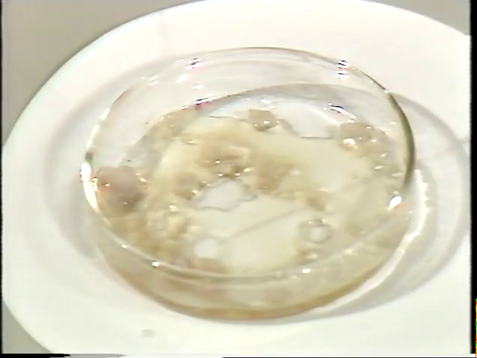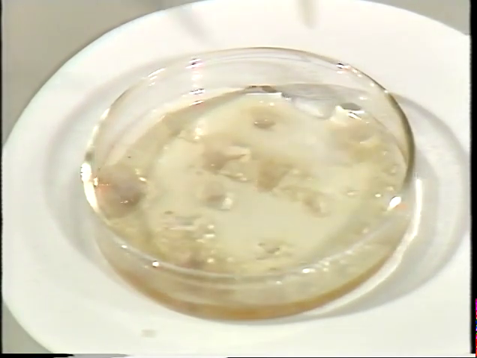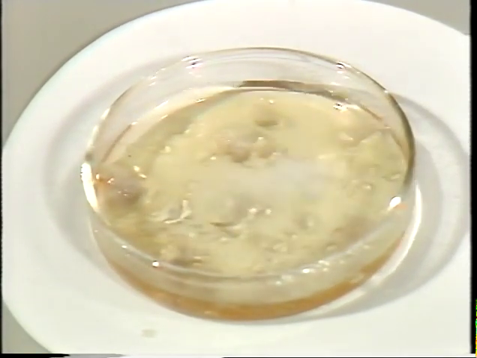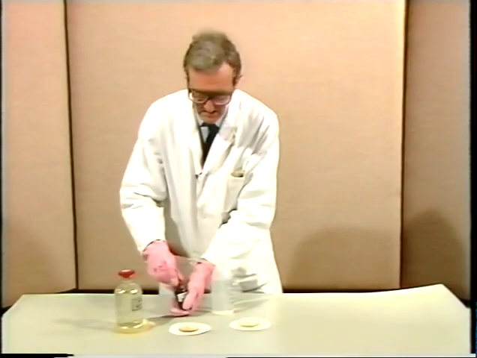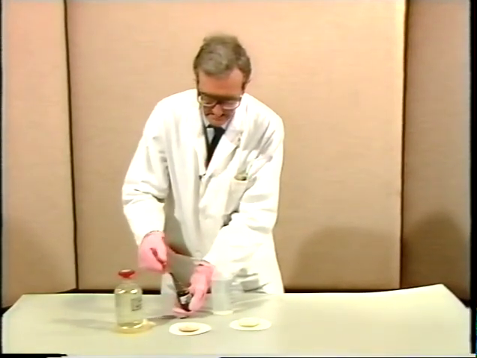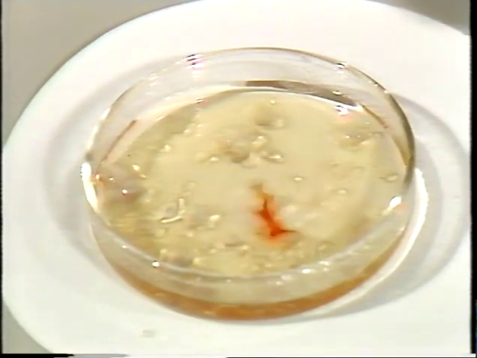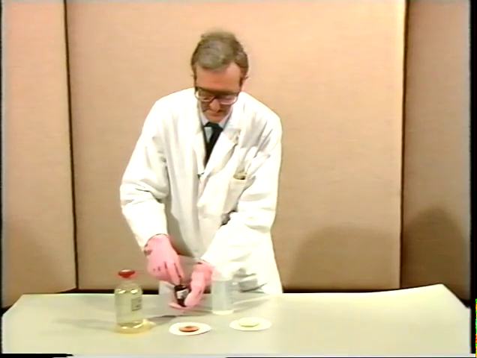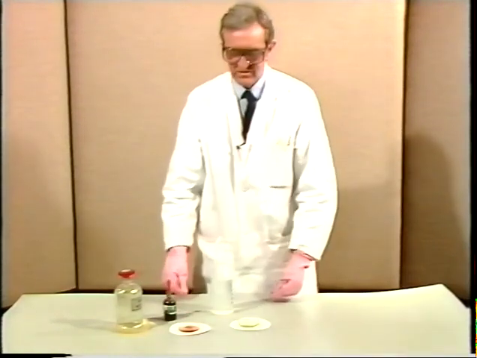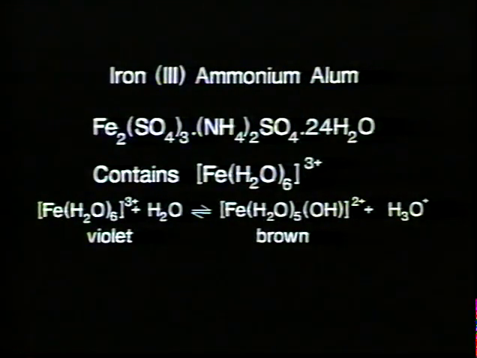The hydrolysis reaction is taking place and forming the brown hydroxo complex, and now I'll just add some indicator to show you that there are some H3O+ ions there. This indicator is red in the presence of acid, and you can see that that solution is acidic, and so we have shown the presence of both the hydroxide complex and the acidity by adding reagents to this system. There we have the species present in the solution.